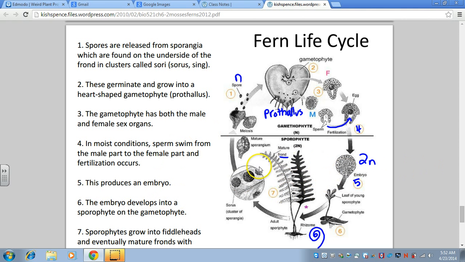And there's a description over on the left. So if you have any questions, please don't be scared to ask. That is the first two groups, the mosses and the ferns.